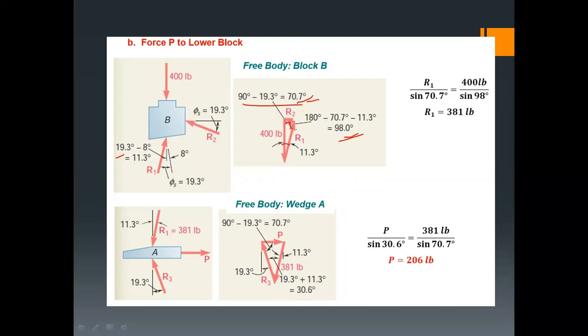And then for this one, minus 70.7 minus 11.3, which we got from our R1, we get 98. So with simple sine law again, R1 over sine 70.7 degrees equals about 400 pounds over sine 98. So we get our R1, or our reaction from our block B.